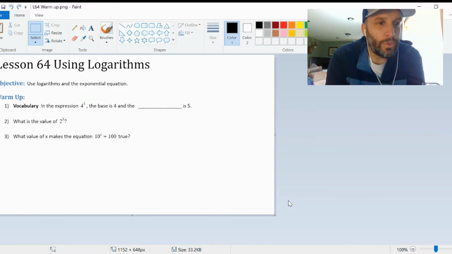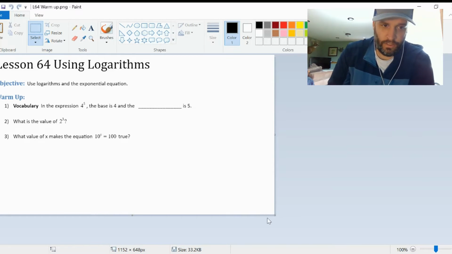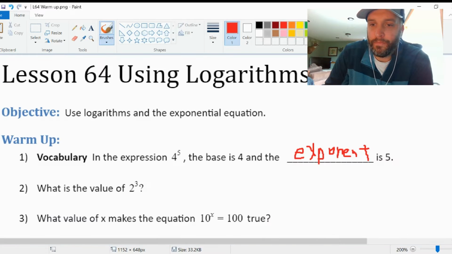So we'll get started here with the warm-up. First, vocabulary. In the expression 4 to the 5th power, the base is 4 and the blank is 5. That little number up there is called your exponent. So that tells us the repeated multiplication of that 4 is going to be multiplied out 5 times.